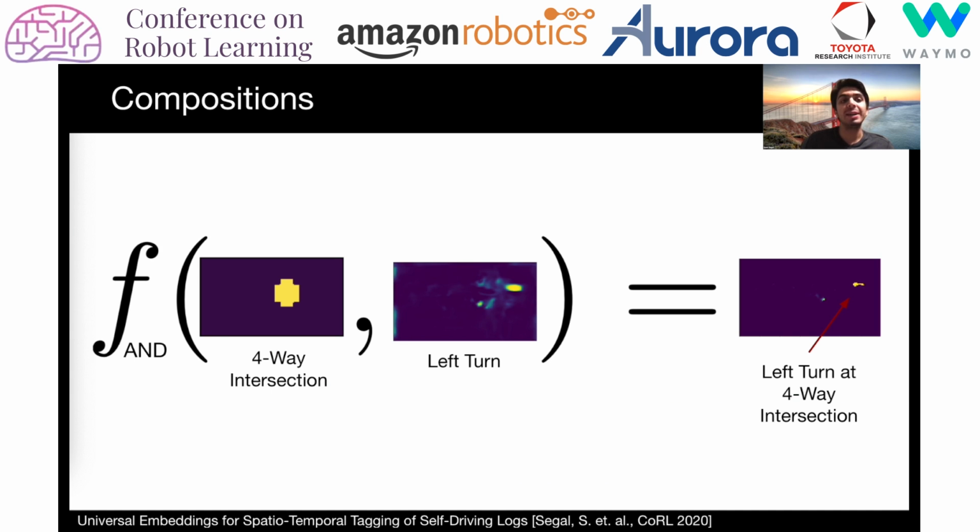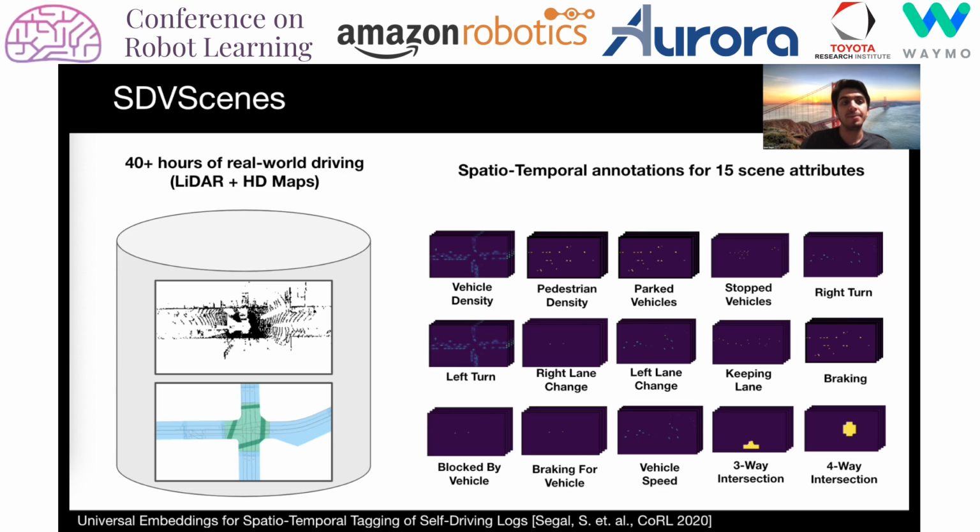Our model can also be extended to support compositional functions, which take tag values from multiple attributes as input and return a new tensor of tag values. Compositions enable our model to naturally handle more complex tags that relate to multiple attributes, for example, tagging vehicles turning left at a four-way intersection.